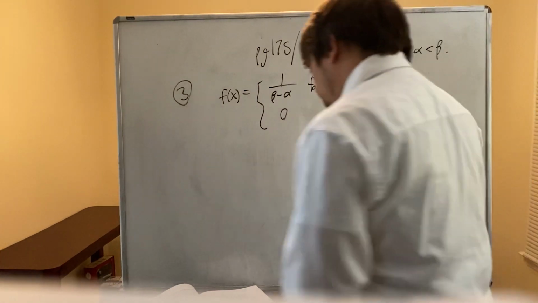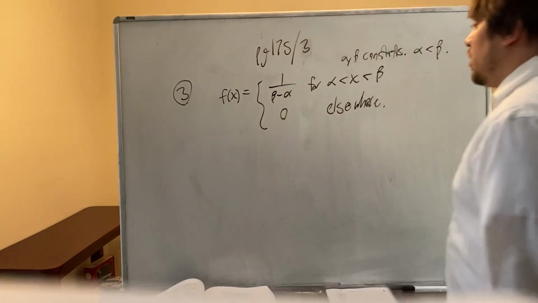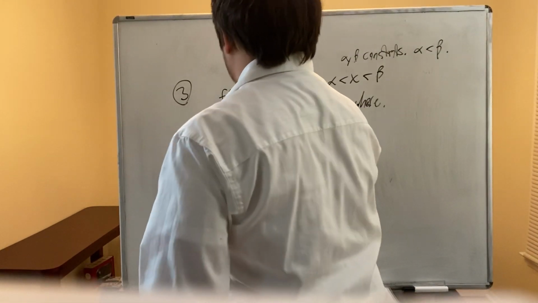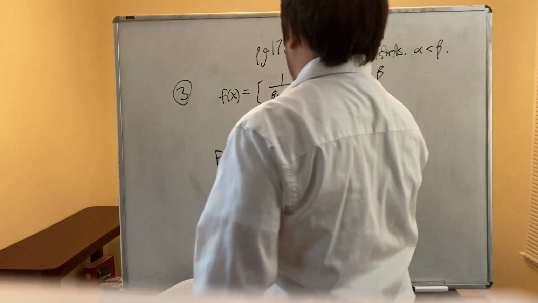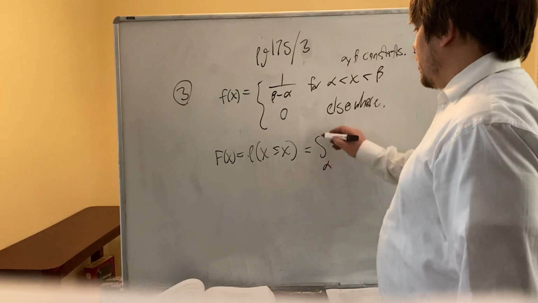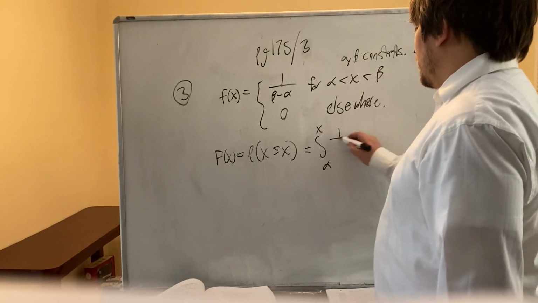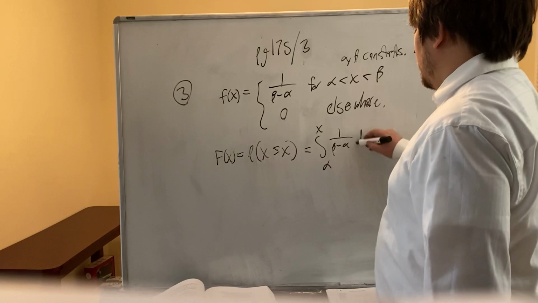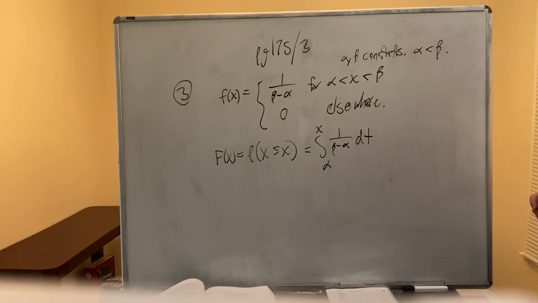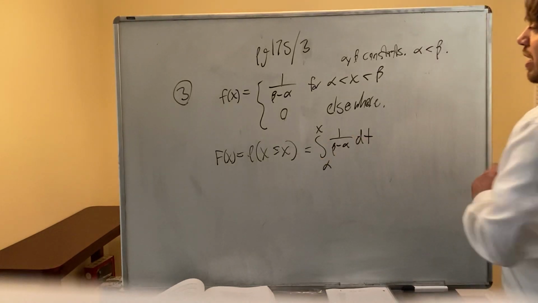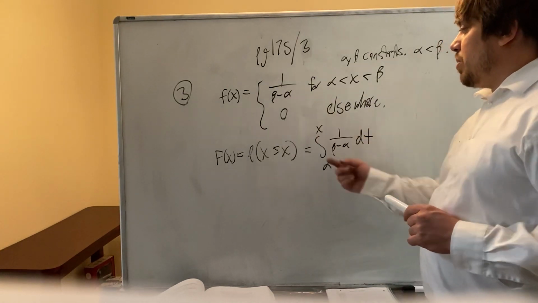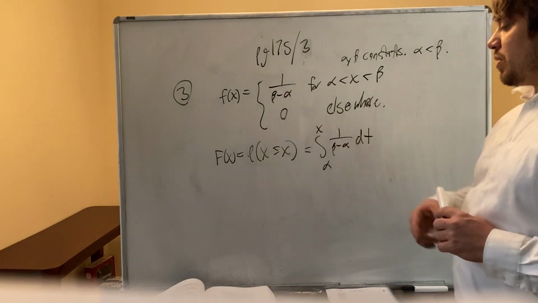So we want to find the cumulative distribution function of x. Capital F of x, which is the probability that capital X is at most little x, is equal to the definite integral from alpha to little x of 1 over beta minus alpha dt. Finding the probability that capital X is at most little x is just integrating the probability density function from alpha to x.